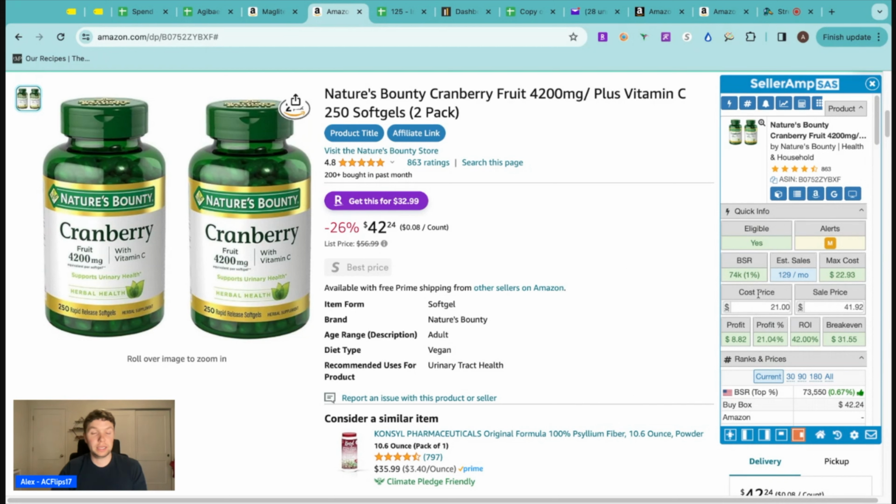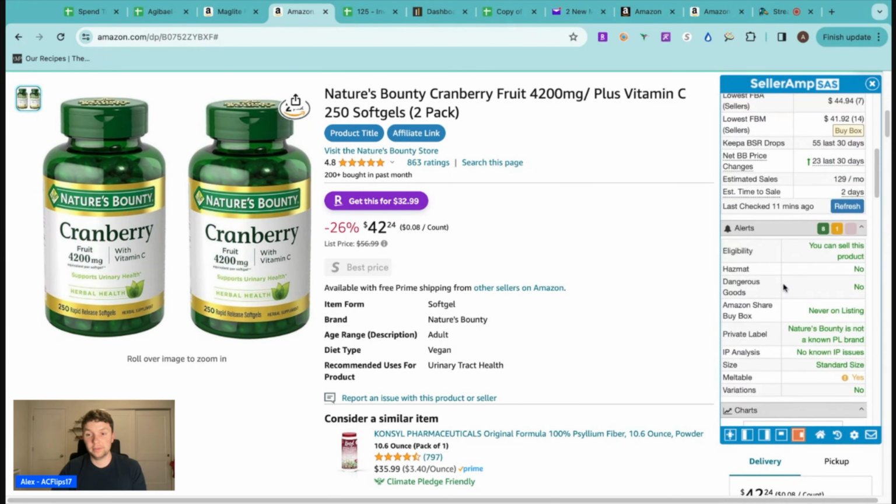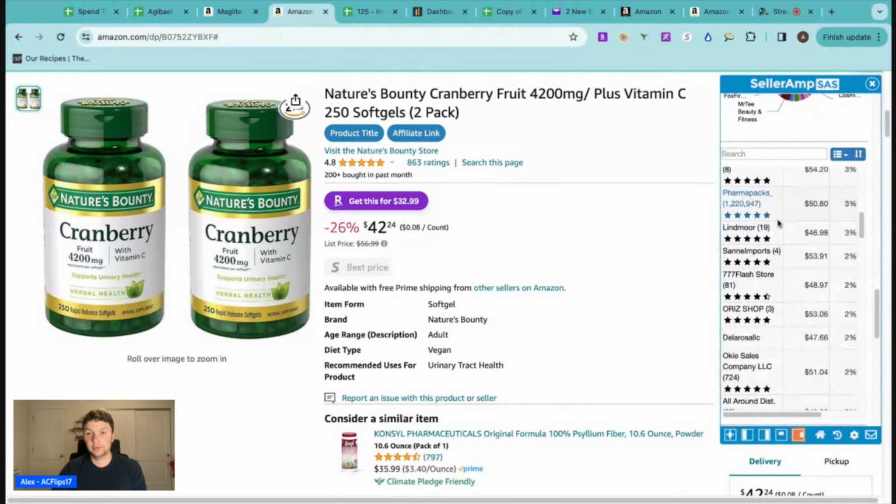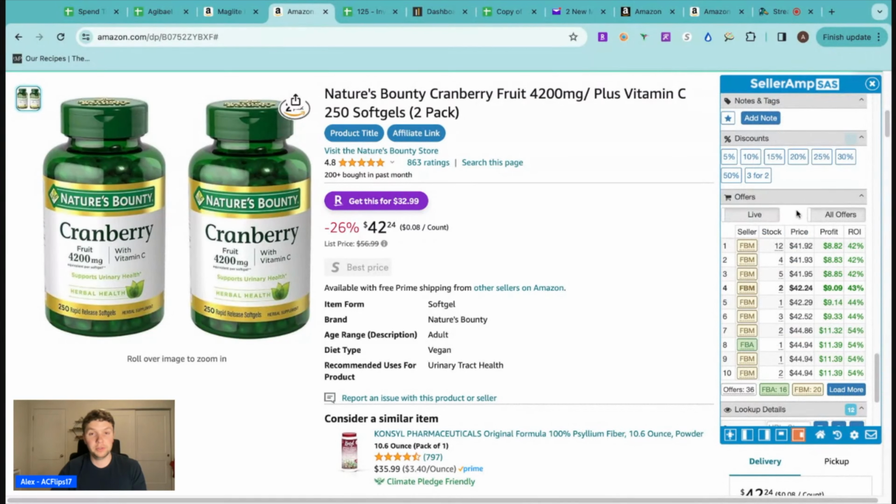So we can either look at competition on Keepa. We can scroll down on Seller Amp. We'll do both because I think both data points are important. Both are third-party sources of information from Amazon. So we want to kind of piece everything together to help us make an informed decision. We don't want to make uninformed decisions and buy stuff that's actually bad because we didn't look at enough data. We want to look at all the right data and then make an informed decision here.